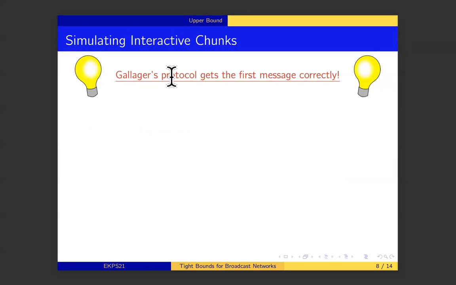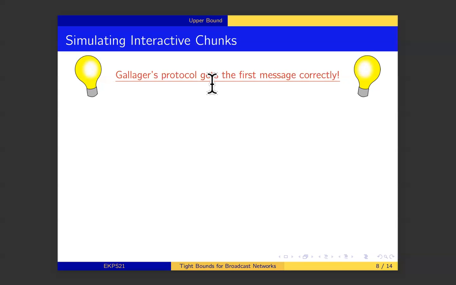The crucial observation in this part is that even if you have a general chunk that may not be non-interactive, the first message in the chunk is still non-interactive. This is because the first message does not have any messages before it, and therefore it cannot depend on any of the previous messages. So even if you had a general chunk, for the first message in that chunk, you can do the same argument and say that this first message is direct with probability 2^-K.